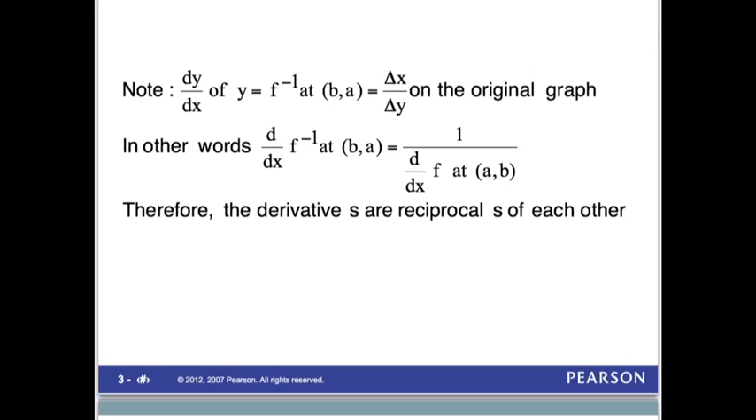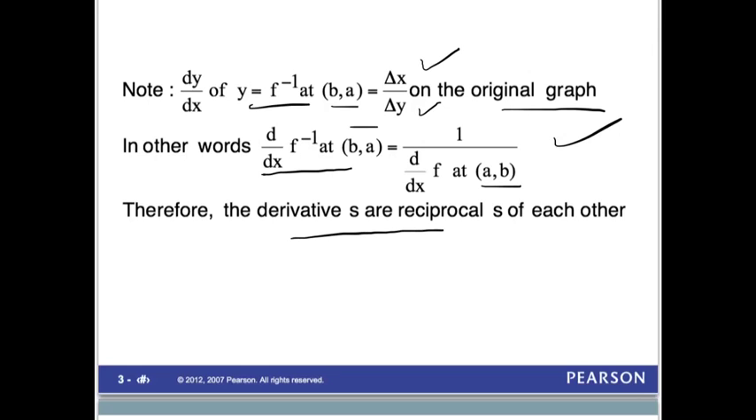So now we can say that dy/dx of the inverse function at the point (b, a) is equal to delta x over delta y on the original graph. In other words, the derivative of the inverse function at (b, a) is the reciprocal, 1 over d/dx of f, the original function, at (a, b). Therefore, the derivatives are reciprocals of each other. Now we're going to work a couple of simple examples to illustrate this.